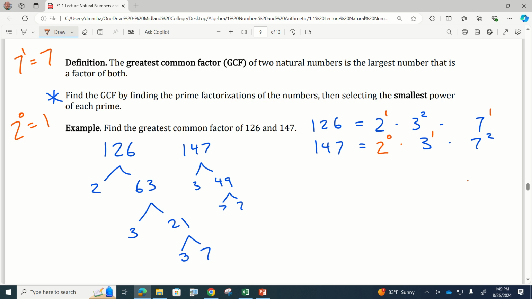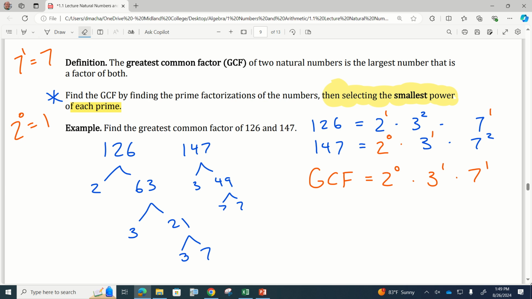The reason I want to do this, I just want it to look more filled out, a little bit more organized when I try to find my greatest common factor. Because what I'm going to do here is select the smallest power of each prime. So for my 2, what's smaller, 1 or 0? 0. For my 3, what's smaller, 2 or 1? 1. And for my 7, what's smaller, 1 or 2? 1.